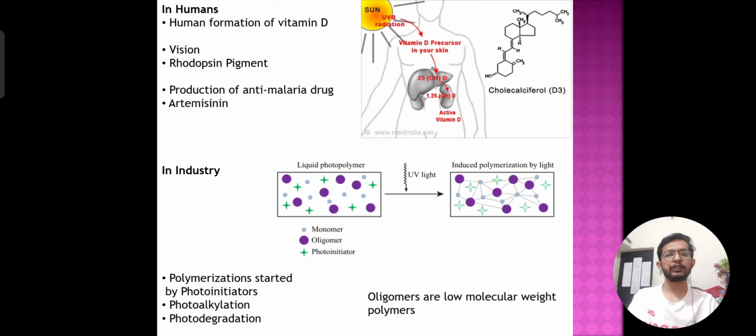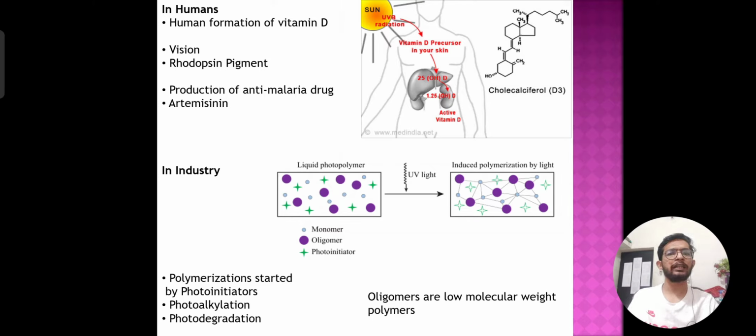In the chemical industry too, many photochemical reactions take place, such as polymerizations, which are started by photoinitiators that decompose upon absorbing light to produce the free radicals for radical polymerization. Here, monomers and oligomers, which are low molecular weight polymers, and photoinitiators undergo induced polymerization upon absorbing light.